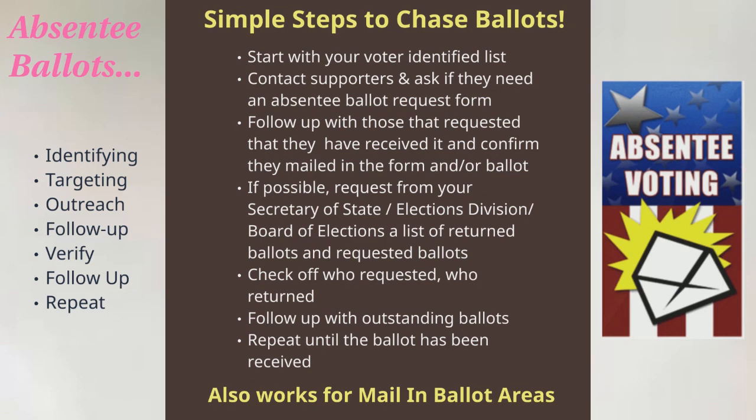So you get the list from the Secretary of State or Election Division or the Board of Elections, wherever you live. You check off your list like Santa Claus, who's requested what, who's turned it in, and then you follow up with people who are outstanding, aka their ballots have not been received by the Secretary of State, and you repeat that whole process until all the ballots that you're anticipating have been received.